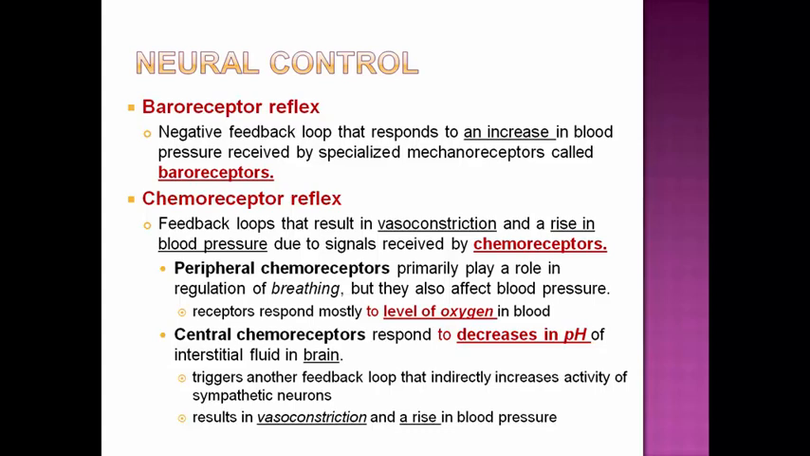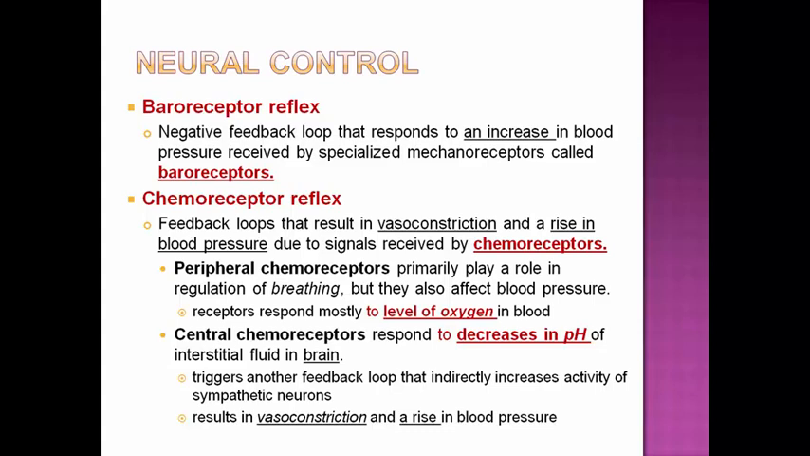Anytime there's an increase in blood pressure, the mechanoreceptors within the carotid artery and the aorta, which are considered to be baroreceptors, would respond. The feedback loop, as far as chemicals, would result in either vasoconstriction and a rise in blood pressure, because the chemoreceptors detect changes with pH, levels of oxygen, and levels of carbon dioxide. The peripheral chemoreceptors, those out in the body, regulate our breathing, and that will also affect blood pressure by how much oxygen is in the blood.